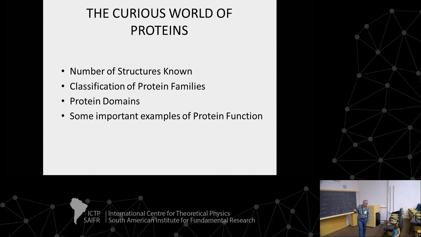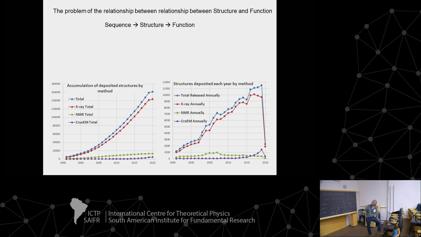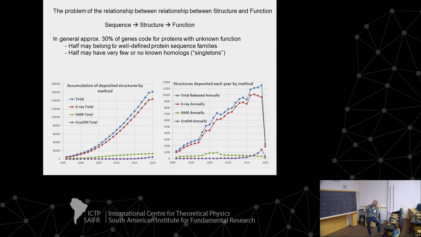So I was going to just give a last talk about some curious aspects of proteins, okay? The number of structures known, the classification of protein families, protein domains, and some examples of protein function. I probably won't be able to get very far in this. So this is basically showing, again, the accumulation of protein structures deposited in the databases. You can see the total number of structures is like 160,000 or something like that. Over 160,000 structures deposited in the PDB.